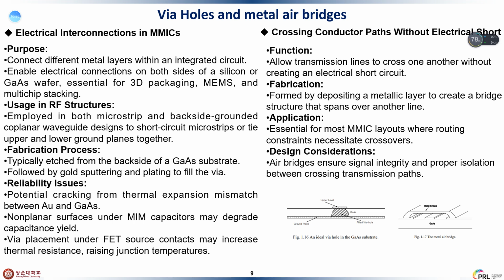For the metal air bridge, air bridges are metallic structures that allow two transmission lines to cross without electrical contact, and they are essential in dense MMIC layouts to route signals cleanly across intersecting paths, and are fabricated using metal deposition technologies. Air bridges maintain isolation and preserve circuit integrity. Now we can see these two pictures. The first one is an ideal via hole in this material structure, and the other is the metal air bridge, and we can also see the material substrate here.